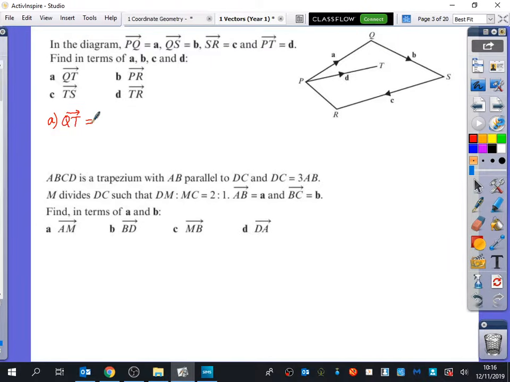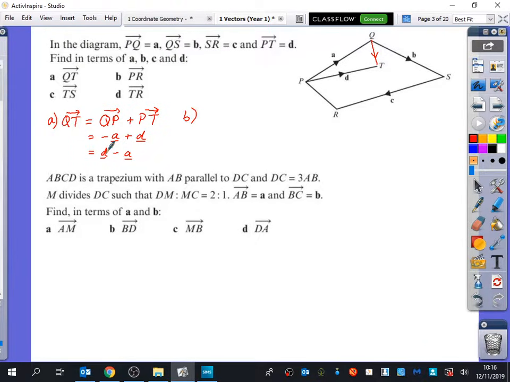Well, the vector QT, to go from Q to T, I actually can't go directly from Q to T. So instead, I have to go from Q to P, and then I have to go from P to T. Well, what's Q to P? It's minus A, and P to T is D. So we actually get D minus A for part A of that question.